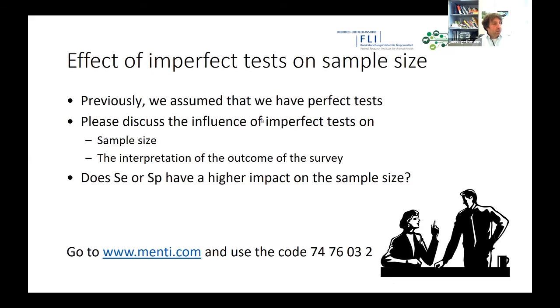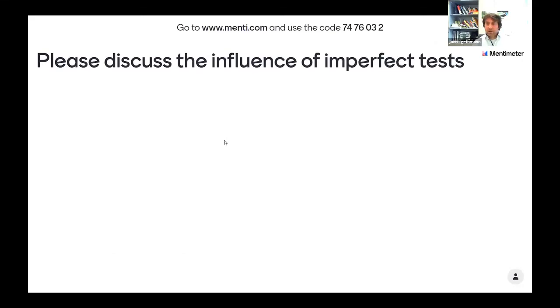So now, previously we always assumed that we have perfect tests. But now I want to ask you, what is the effect of imperfect tests on sample size and the interpretation of the outcome of the survey? And does sensitivity or specificity have a higher impact on the sample size? As you have all heard the presentation from Maria, it should be easy for you.